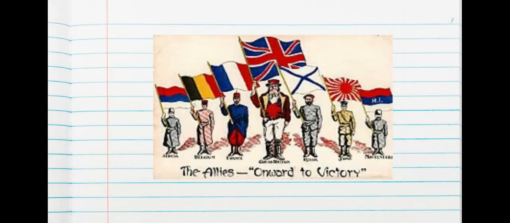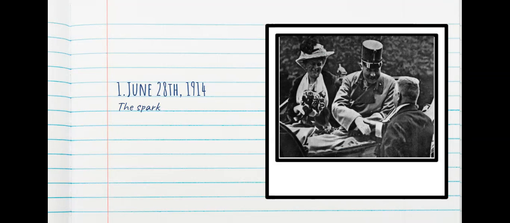Here's this idea that although the Allies were united, they were each their own country, and they had their own ideas, and their own beliefs, and their own reasons for what they were fighting for. They were fighting for their country and this idea of national pride. So as we talk about these underlying causes of the war, we're going to get into the spark that lights this powder keg.